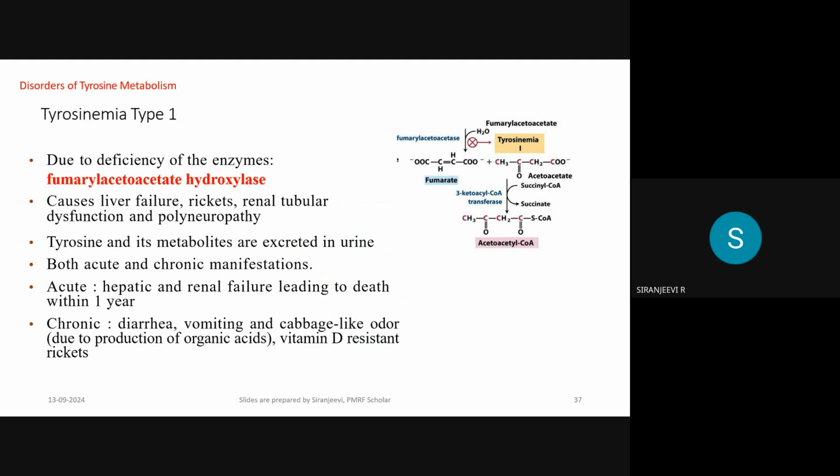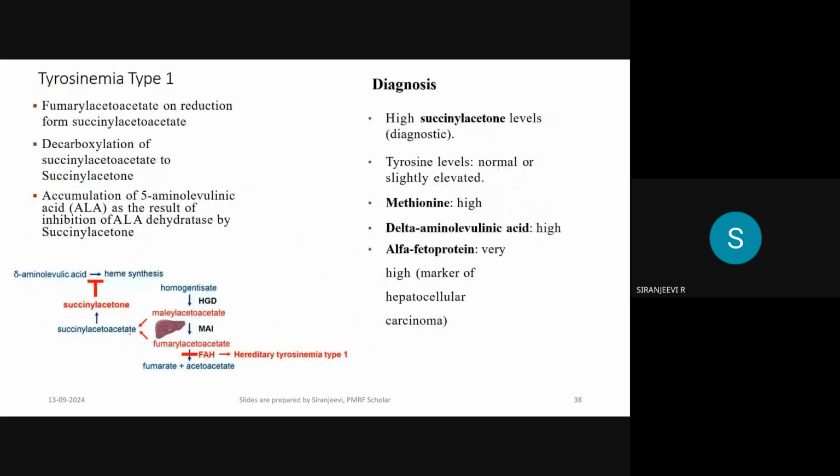In the acute case, hepatic and renal failure lead to death within a year. In the chronic case, diarrhea and vomiting will happen, with a cabbage-like odor due to the production of organic acids, and vitamin D resistant rickets can happen.